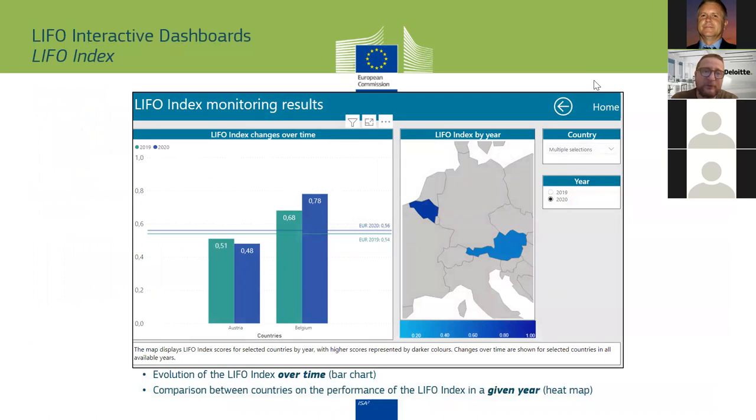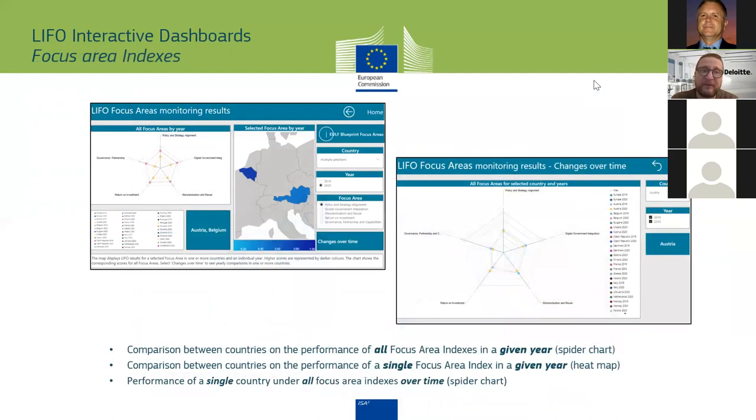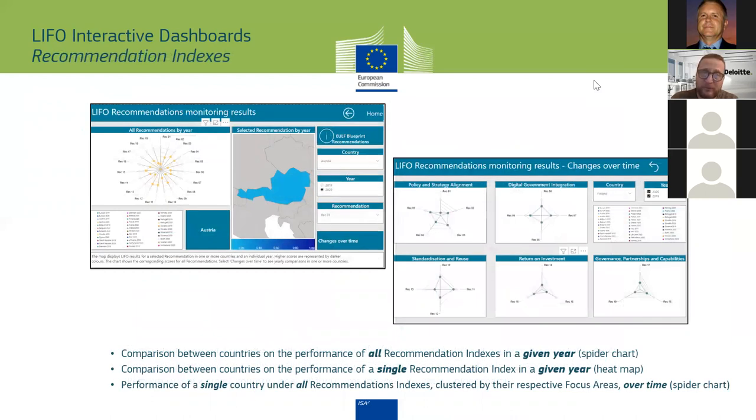The dashboards cover, first of all, the LIFO index. There's one dashboard displaying the evolution of the LIFO index over time and the map, a heat map. Then there are two dashboards for focus area indexes, displaying respectively the results in a single year and the comparison between the two years. Same goes for the recommendation indexes, results in one year and evolution of the results between the two years.